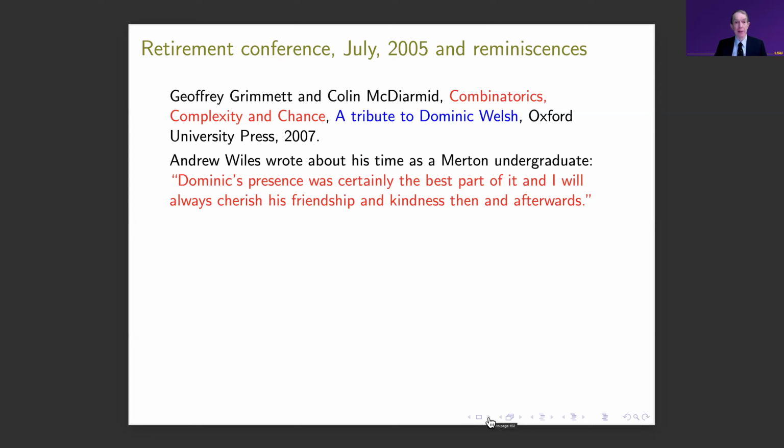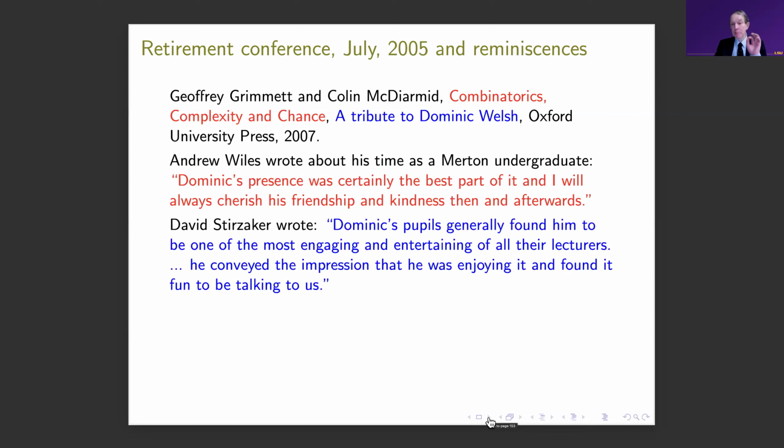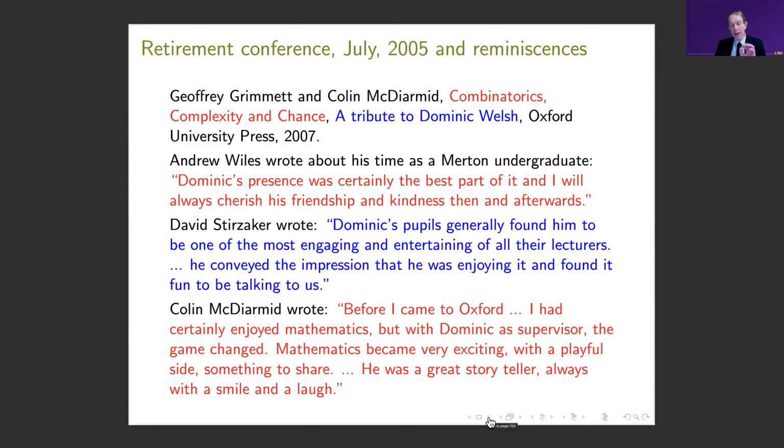Another one of Dominic's students, David Stirzaker, became Professor of Mathematical Statistics at Oxford. "Dominic's pupils generally found him to be one of the most engaging and entertaining of all their lecturers. He conveyed the impression that he was enjoying it and found it fun to be talking to us." Colin McDiarmid became a Professor of Mathematical Statistics at Oxford. He said, "Before I came to Oxford, I'd certainly enjoyed mathematics, but with Dominic as supervisor, the game changed. Mathematics became very exciting with a playful side, something to share. He was a great storyteller, always with a smile and a laugh."